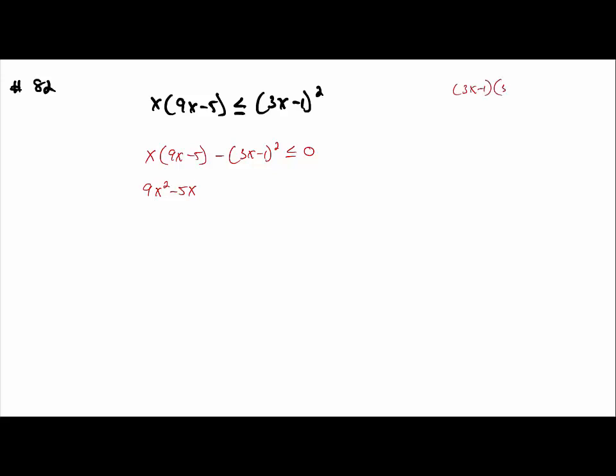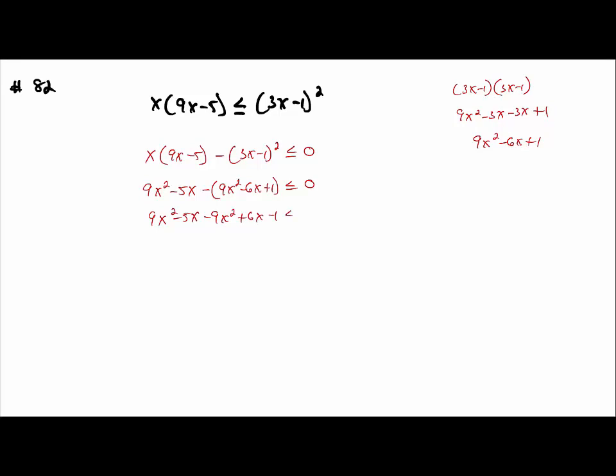So let's just go ahead and FOIL that. So we get 9x squared minus 3x, right? Here in the middle again, minus 3x, and then plus 1. So it's 9x squared minus 6x plus 1 when we FOIL that. So it becomes a minus 9x squared minus 6x plus 1 is less than or equal to 0. I'm going to get rid of the parentheses, so my signs inside the parentheses are going to change. So that's a plus 6x minus 1.